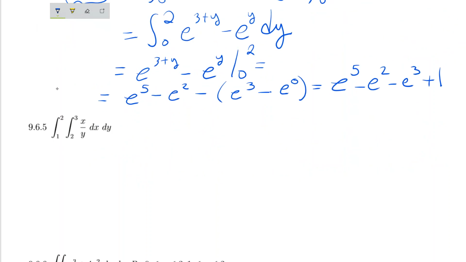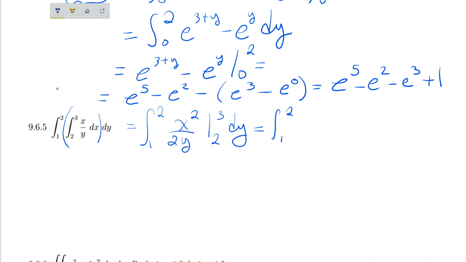Cool. So remember, doing the inside first, so I'm integrating with respect to x, so the fact that y is in the denominator really doesn't matter. So I'm not going to do anything to the y integrands. So x is just x to the first, so add 1 to the power and divide by it, but don't forget that y was there. Evaluated from 2 to 3. Then I got my dy on the outside. So 1 to 2, 3 squared over 2y minus 2 squared over 2y dy.